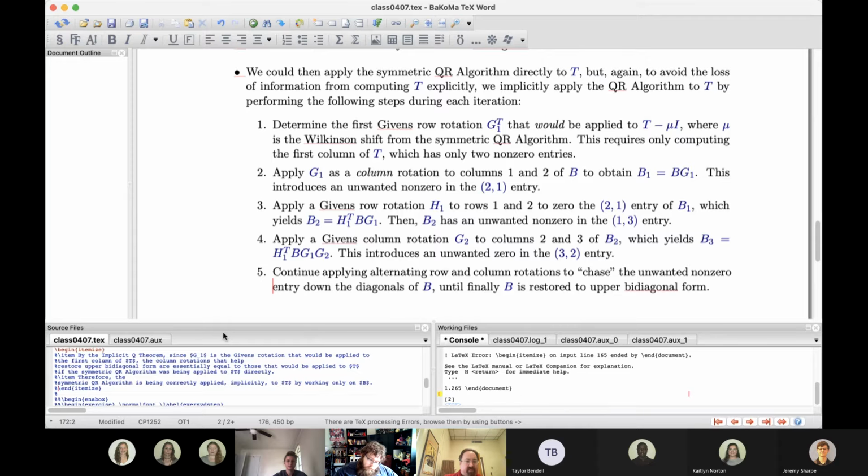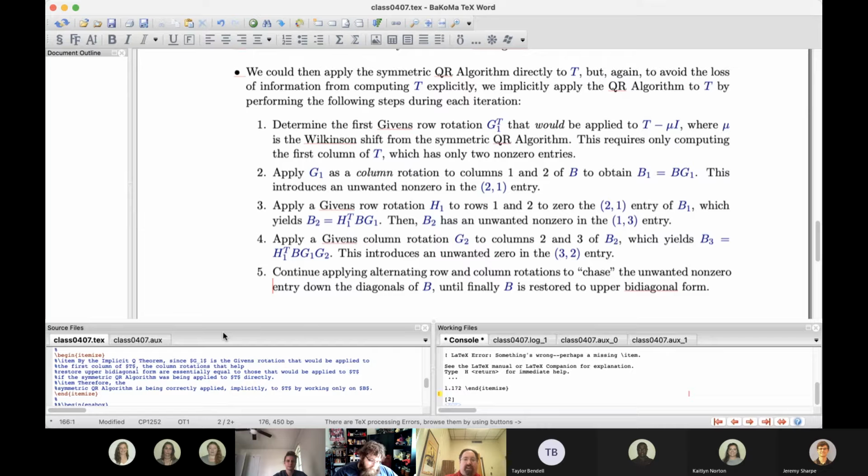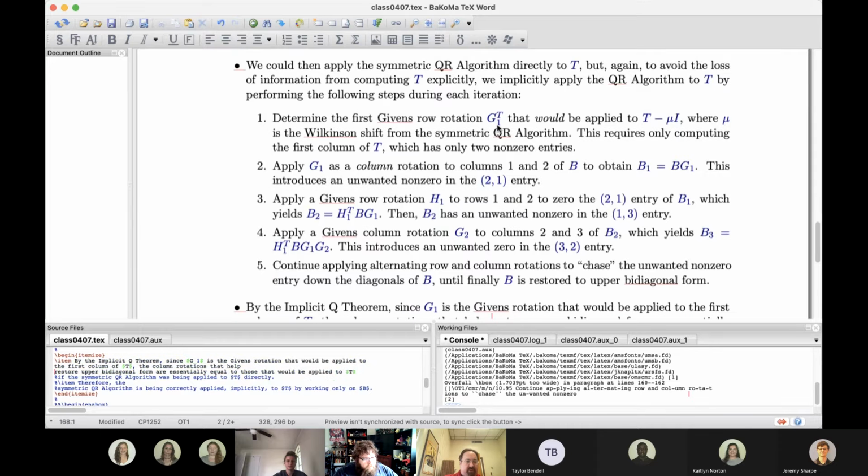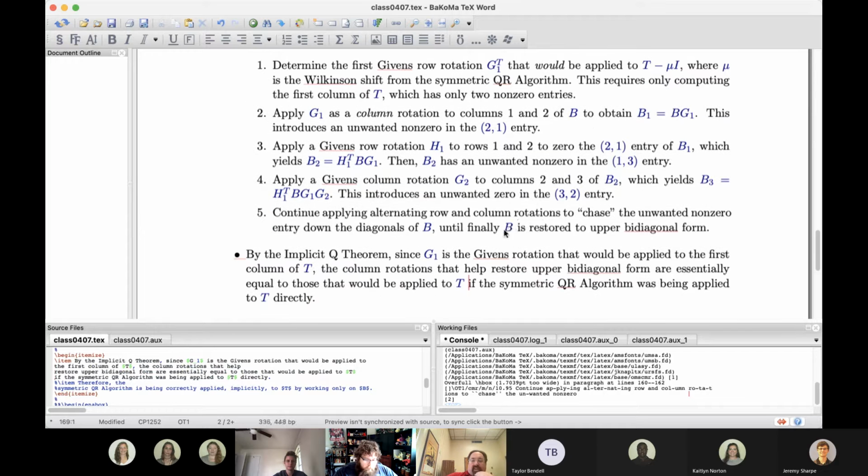Now, all we were doing here is trying to fix the bidiagonal form we started with after applying G1 that messed it up. Now, why does that work for us? Because of the implicit Q theorem. Since G1 is a Givens rotation that would start the QR factorization of T, or not T, but T minus mu identity, then all the column rotations that we use to make it upper bidiagonal again amount to the same transformations that we would perform if we did form T explicitly and apply the symmetric QR algorithm to it with that same shift.